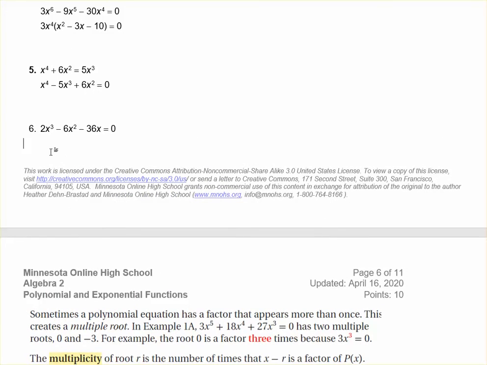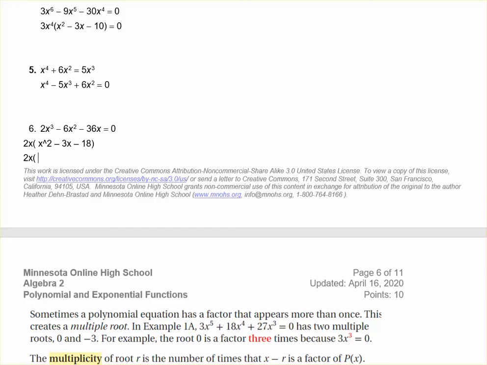So let's look at number 6. Let's see, I could factor out a 2 and an x from every single term. And if I did that, I would be left with x squared, and I'm factoring out a 2 and an x, so I would be left with 6 divided by 2 is 3x, and then 36 divided by 2 is 18, and I already factored the x out. So I'd be left with x squared minus 3x minus 18.